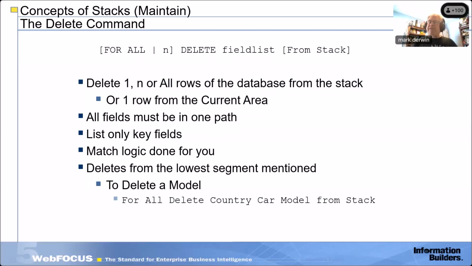And you always want to delete from the lowest segment. So if you want to delete a model, you would list country car model on your delete line. If you just say delete country, you're going to delete country and all of its children. We have no orphans in maintain.